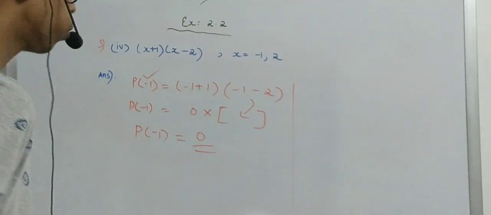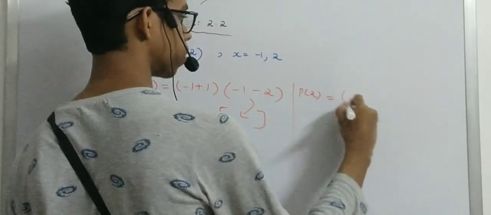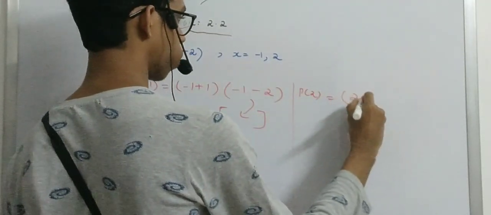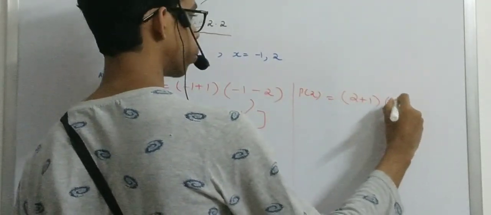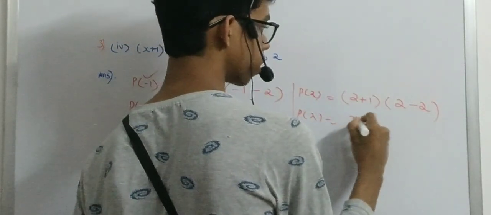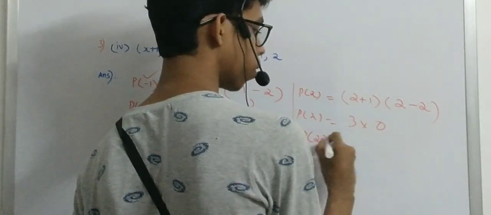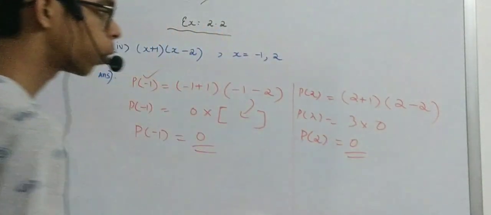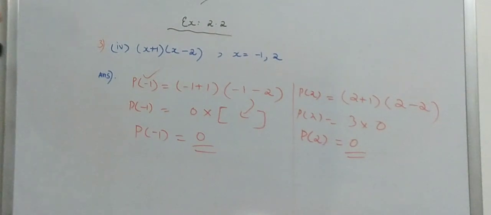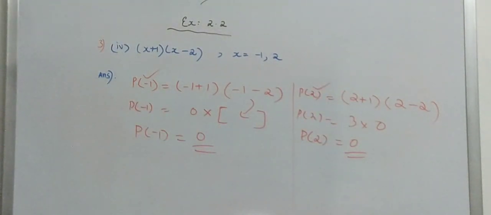Now we will see for 2. So P of 2 is equal to, substitute in place of x, 2 plus 1 into 2 minus 2. So P of 2 is equal to 2 plus 1, 3, into 2 minus 2, which is 0. Any number into 0 is 0 itself. So we will get P of 2 is equal to 0. This means that 2 is also the 0 of the polynomial. So you can conclude minus 1 and 2 are the zeros of this given polynomial.